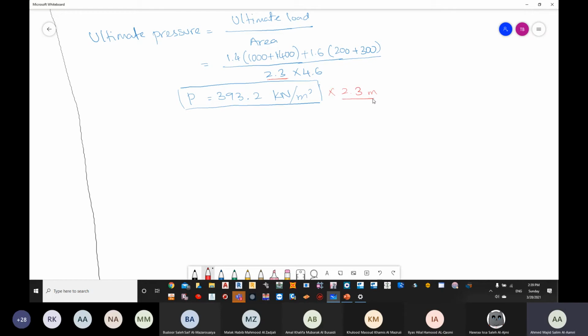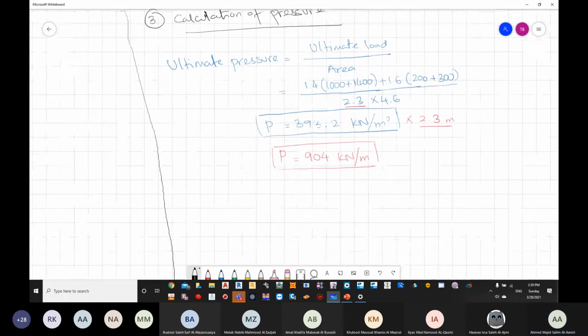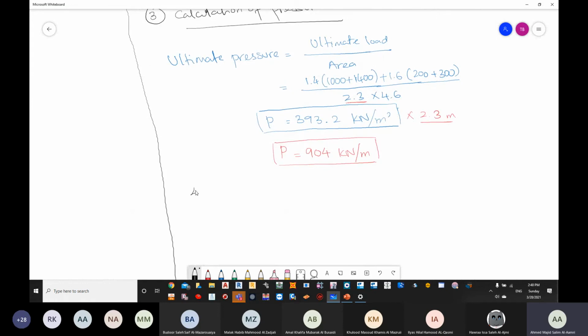Now if you multiply it by the full width, how much is going to be your pressure? And whoever gets the answer correct will get 1 mark in his mid exam. So 904 kilonewton per meter. Because this 393.2 was rounded from the beginning, approximately it's 904. Now we are going to the next step: we need to check our depth, because we are going to require it.